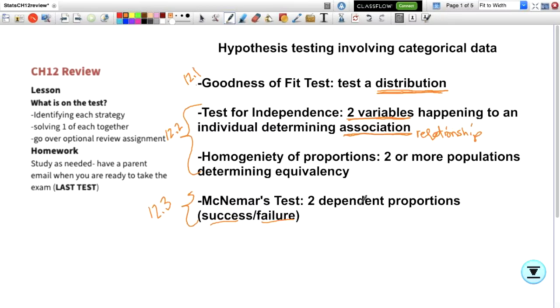You're going to have 2 dependent proportions, which means they're usually happening to the same people or the same sample, and you're going to have a group of successes and a group of failures, and you'll go through a McNemar's test, which is section 12.3, to do your hypothesis testing for that. Okay, and in this one, it's equal and not equal, kind of like up here with 12.2.